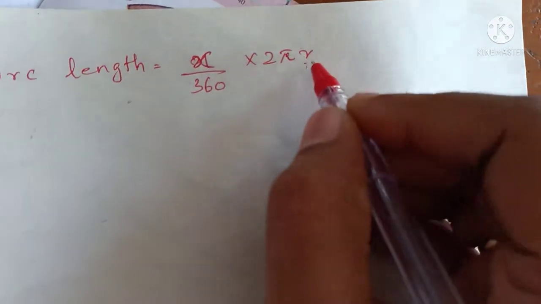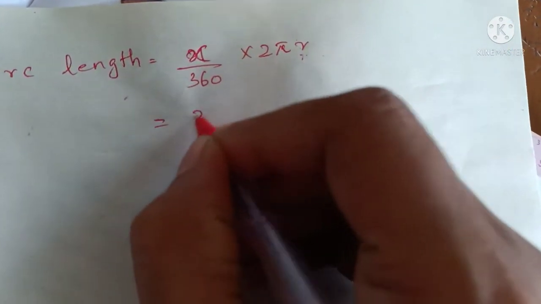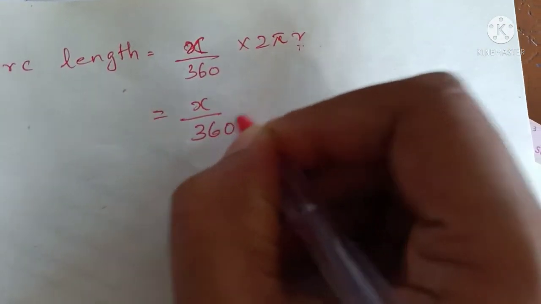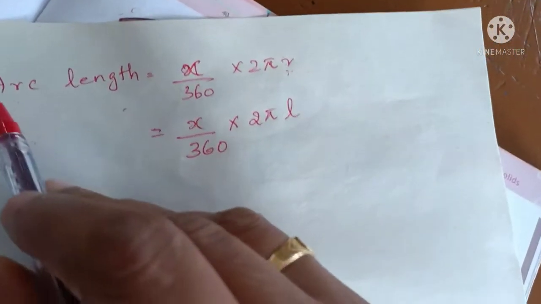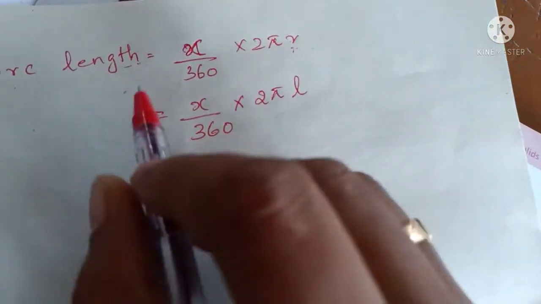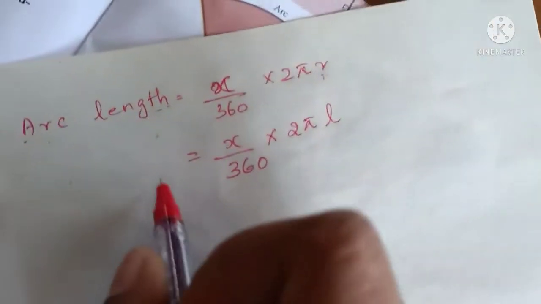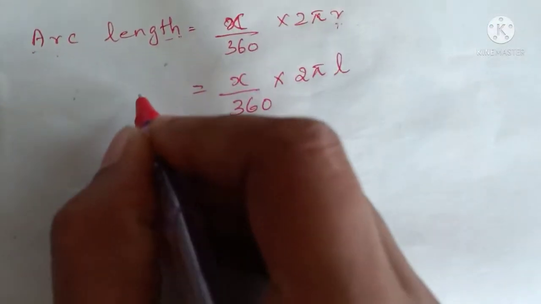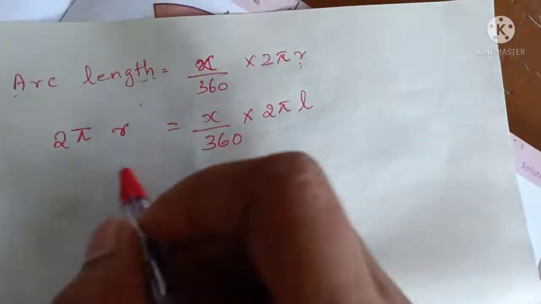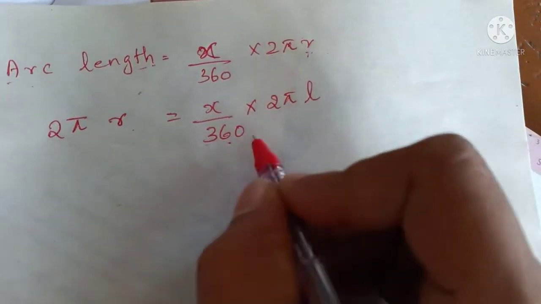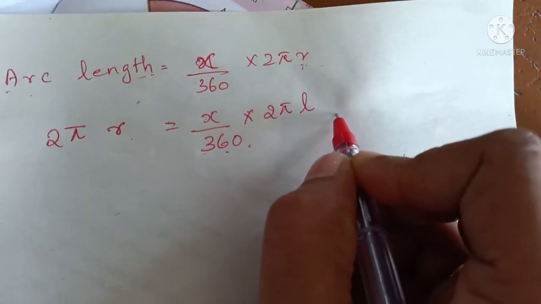Radius of the circle is equal to slant height of the cone. So we can write this as x by 360 into 2 pi l. And the arc length is the base perimeter. So if we take the base radius as small r, then base perimeter is 2 pi r. So 2 pi r is equal to x by 360 into 2 pi l.